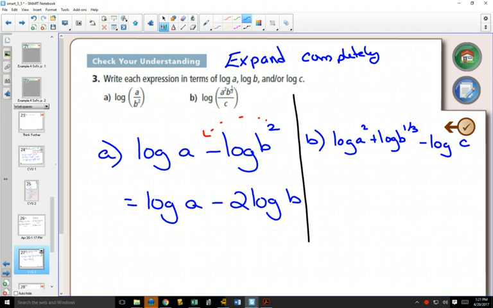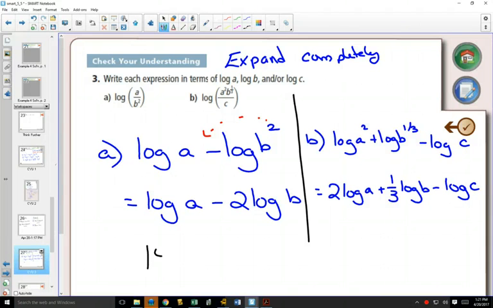So first we'll do our product and quotient laws. Then we'll look, are there any exponents? Yes, that 2 can come out in front. The 1/3 can come out in front. And this is written in terms of log A, log B, or log C. 14, 15, and 16 for practice. And we are going to do example 4 right away.